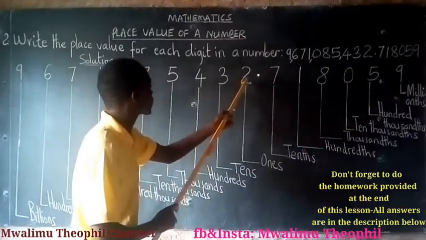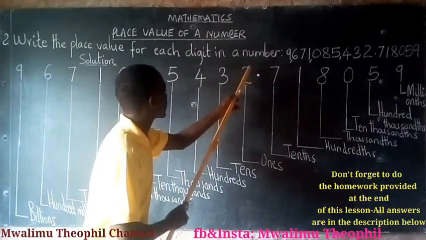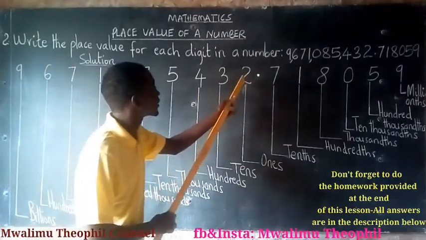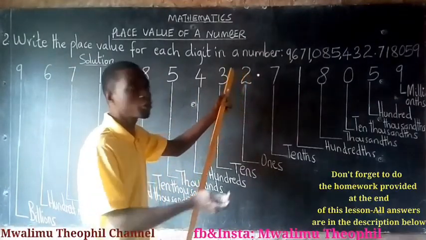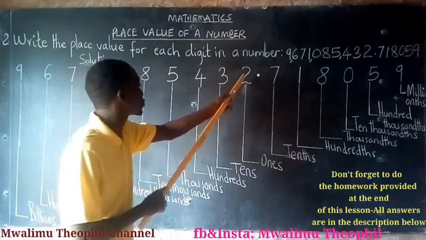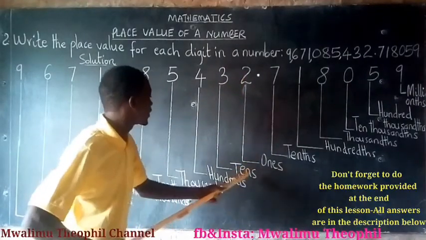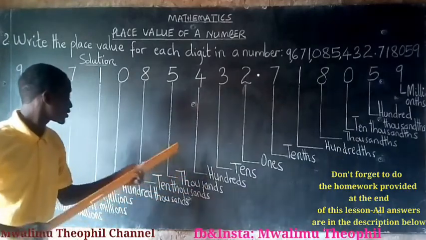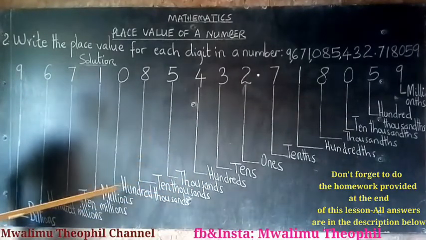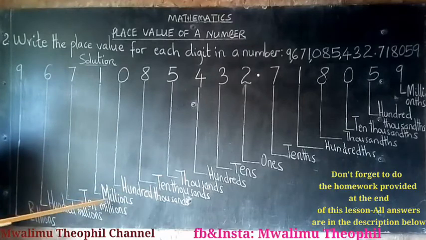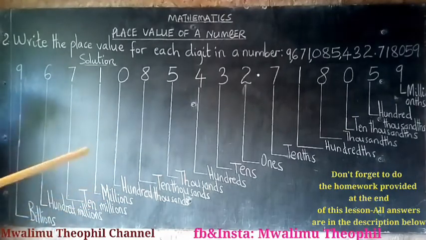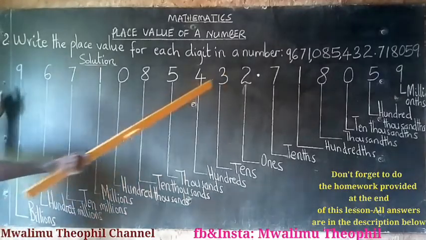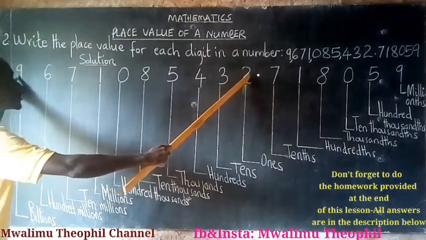So, as I've told you, all digits before a decimal point have their place values written the same way as I told you in the first example for the whole number. So 2 will be ones, tens, hundreds, thousands, 10,000s, 100,000s, millions, 10 millions, 100 millions, and 9 will be for billions. So you can see this is the same way as we have done in the first example.